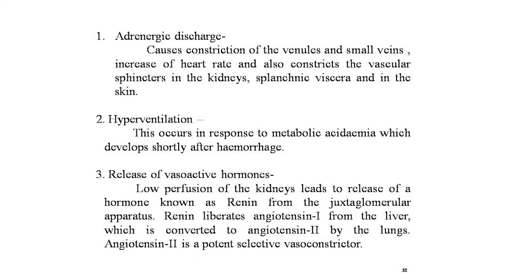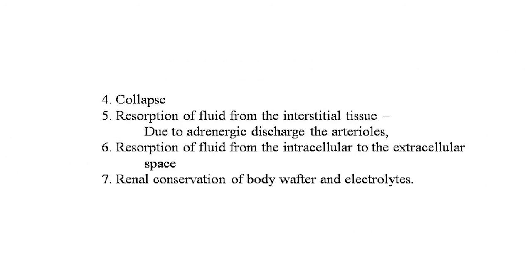Low perfusion of the kidney leads to release of a hormone known as renin from the juxtaglomerular apparatus. Renin liberates angiotensin first from the liver, which is converted to angiotensin second by the lungs. Angiotensin second is a potent selective vasoconstrictor. Now fourth is the collapse. Assumption of the recumbent posture due to the collapse automatically displaces blood from the lower part of the body to the heart and increases cardiac output.